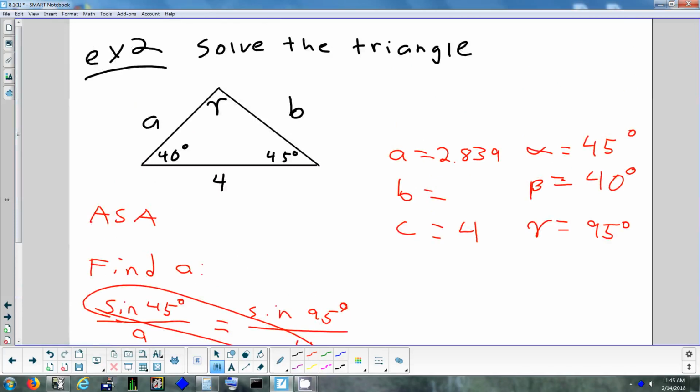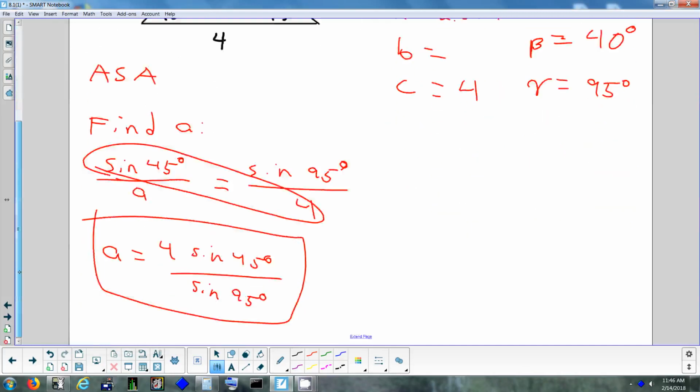Okay, now that I have that, there's a couple of things I can tell you about B. I know B is across from the smallest angle, so I know it's the smallest side. So it is less than 2.8. I know that. So if I get an answer that's bigger than 2.8, something's wrong. Okay, so now let's set it up to find B.